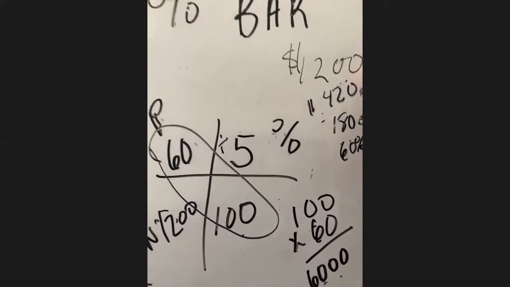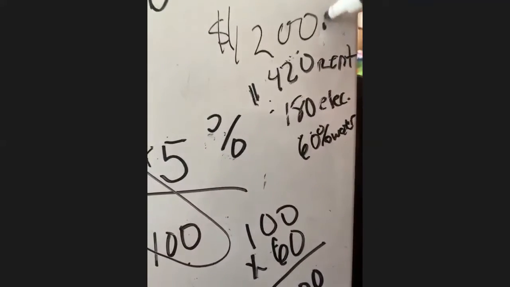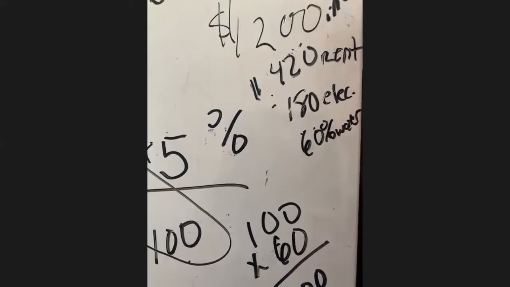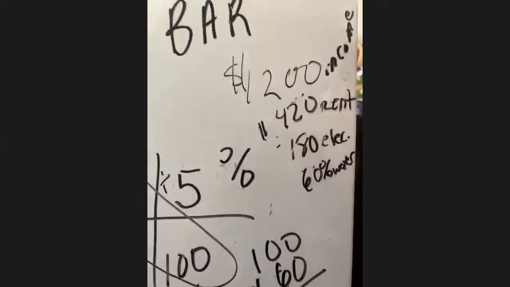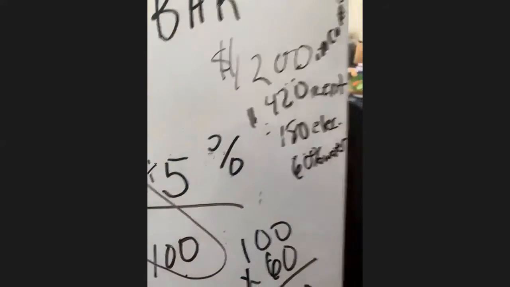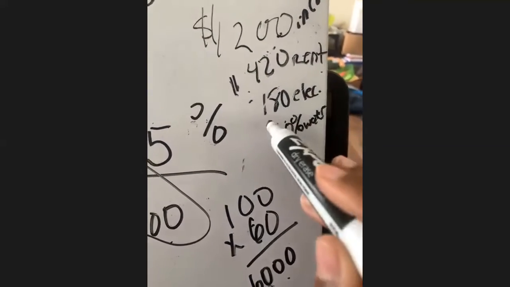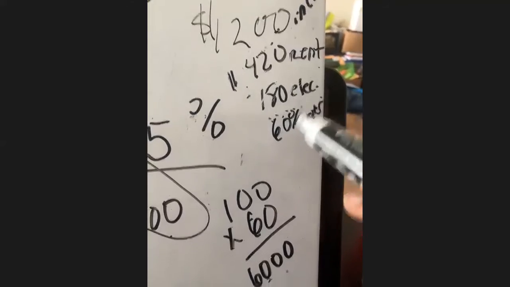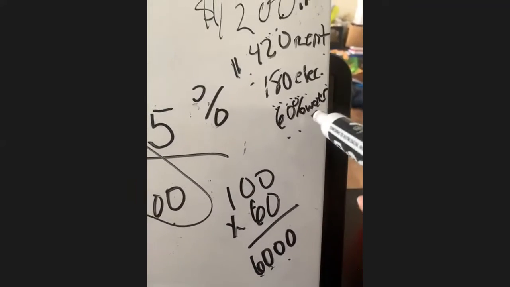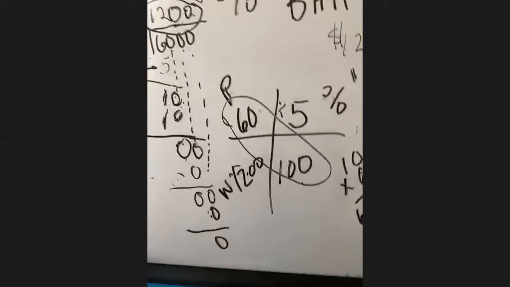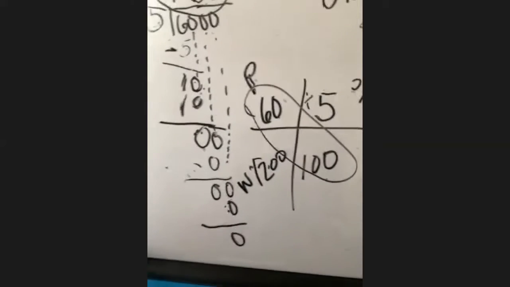This is the income right here, our income, $1,200. We spent $420 on rent, $180 on electric, and $60 on water. Now, we still have some more expenses that we want to look at.